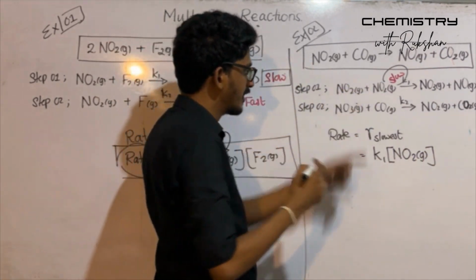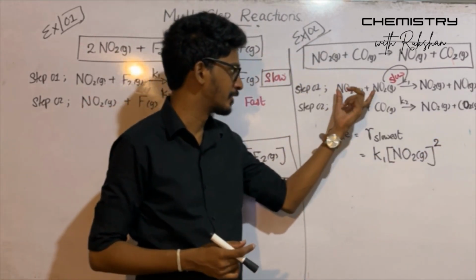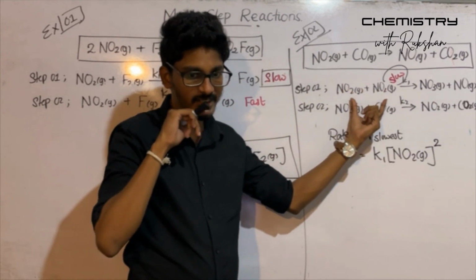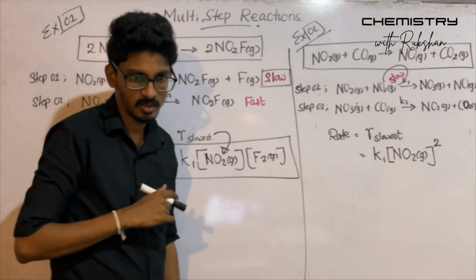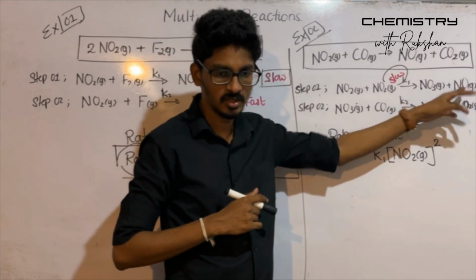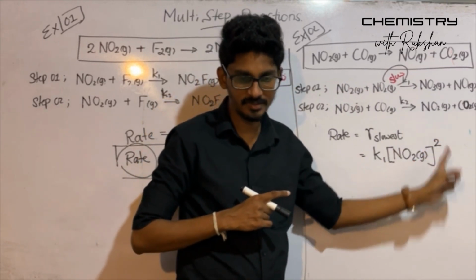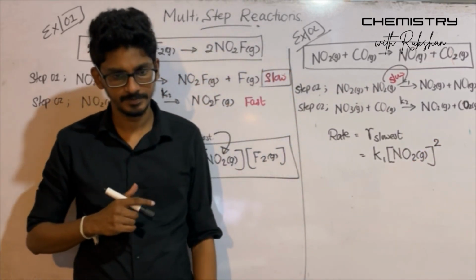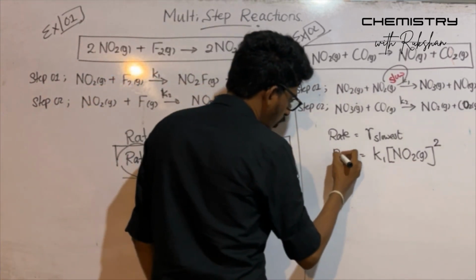And you have 2 there. The stoichiometric value of NO2 is 2, right? This is just 2 of NO2 giving you this. So the stoichiometric value is 2 for NO2, so that can be applied as the order. So the rate law is this.